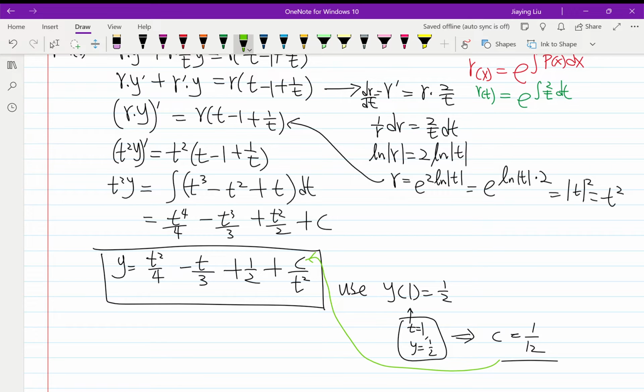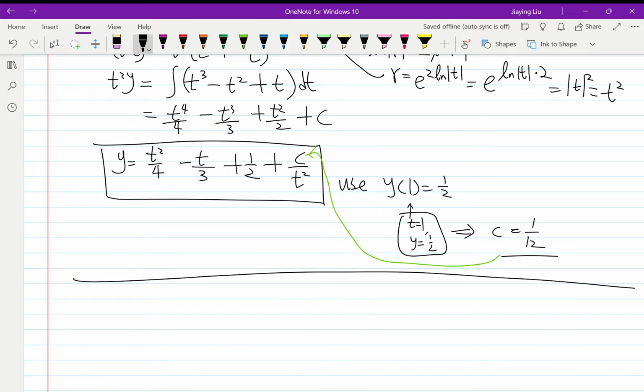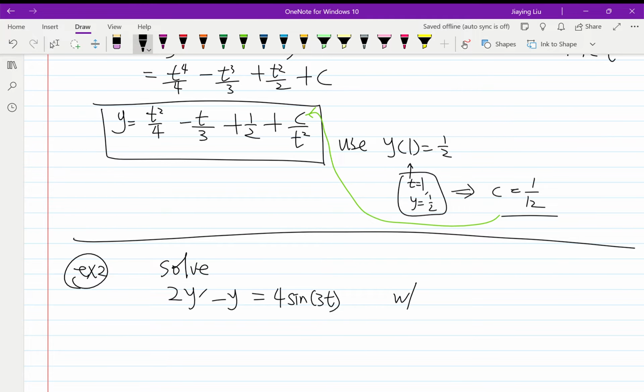Are you feeling a little bit okay with this method? If not, definitely do more problems in the book to practice. All right. Any questions? Final call? All right. So here's the second example if you don't have questions. The problem is, again just like the previous one, we solve this initial value problem. 2y prime minus y equals 4 sine 3t, with initial condition y of 0 equals 13 over 37.